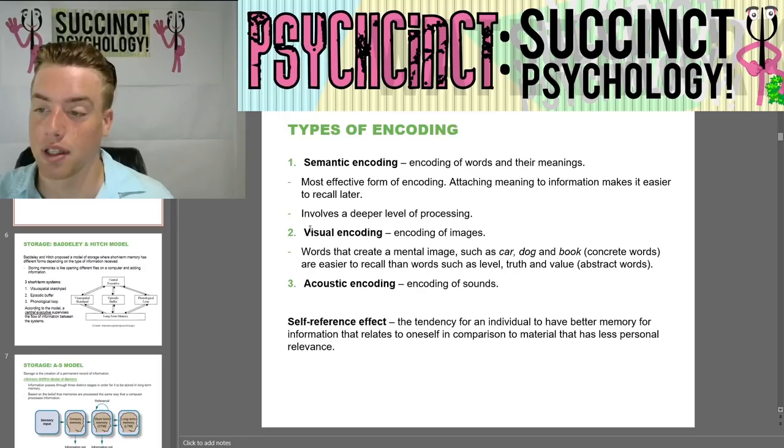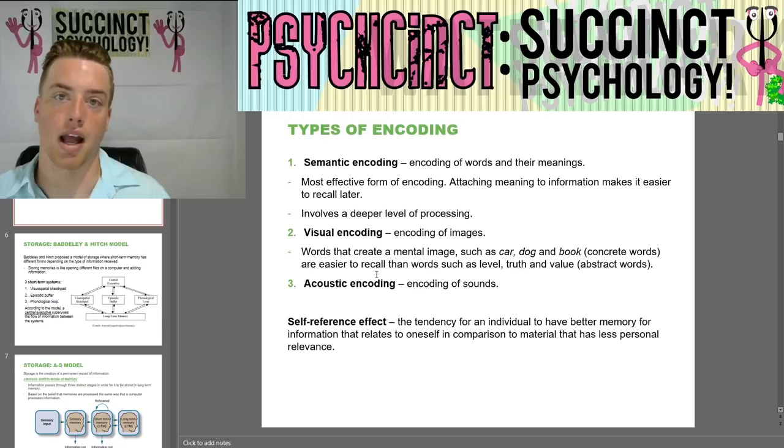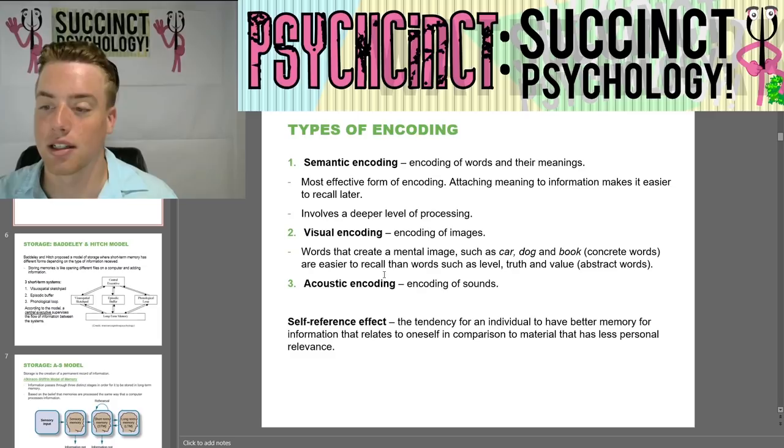Now, visual encoding is the encoding of images, which are words that create a mental image, such as car, dog, and book. These concrete words are easier to recall than words such as level, truth, and value, or abstract words. We talked about concrete versus abstract in the last chapter. So acoustic encoding is the encoding of sounds.